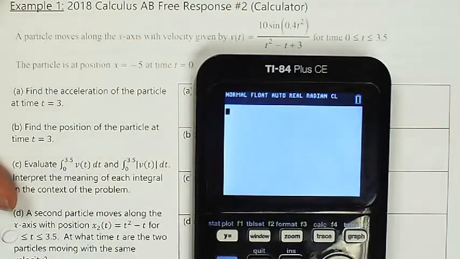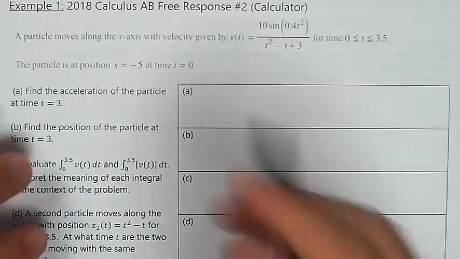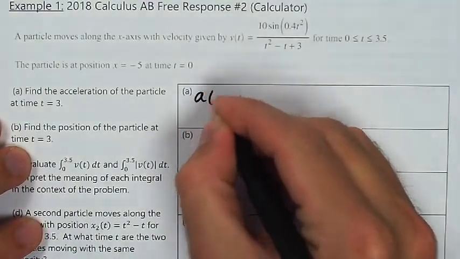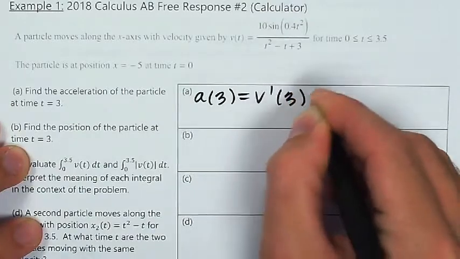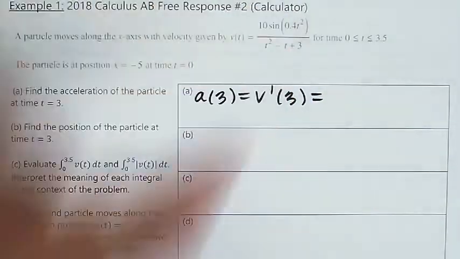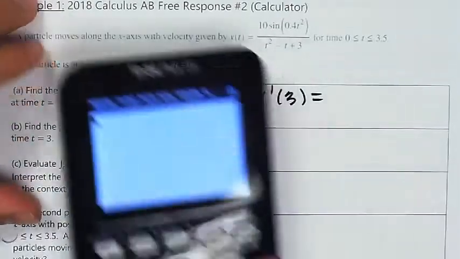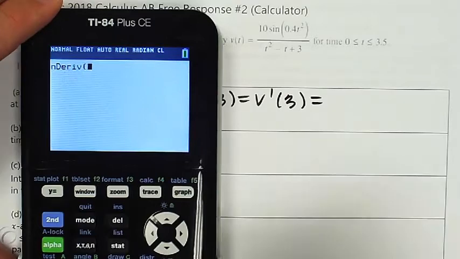Find the acceleration of the object at time t equals 3. Well, we know how to get acceleration from velocity. We take the derivative. So I'm going to say the acceleration at time 3 is the derivative of velocity at time 3, and I'm going to let the calculator do that work. We could do the quotient rule on that with the chain rule in the numerator, but we don't want to. There's no point in that. Okay, so I'm going to say math 8 to run a derivative.